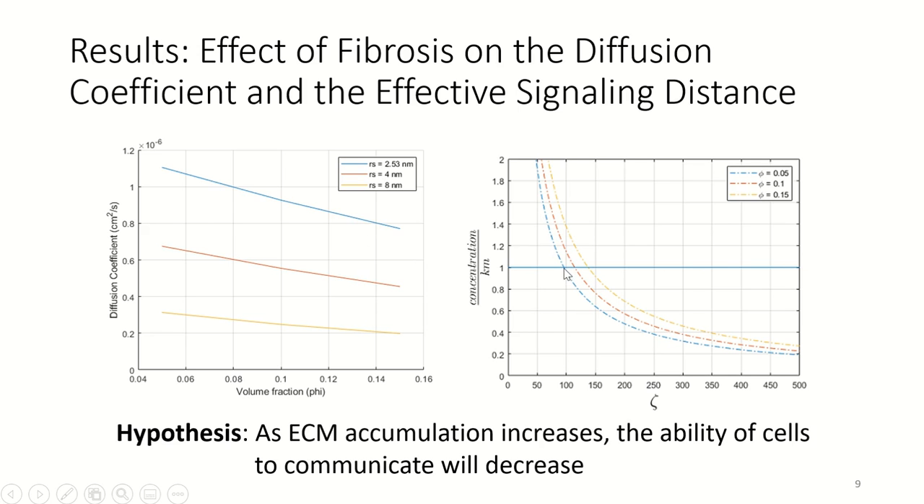And here on the right we have a concentration profile for the different volume fractions, and what we see is surprising, which is that as the volume fraction increases, the effective signaling distance increases as well, which is opposite to our hypothesis, which is that as extracellular matrix accumulation increases, the ability of cells to communicate will decrease.